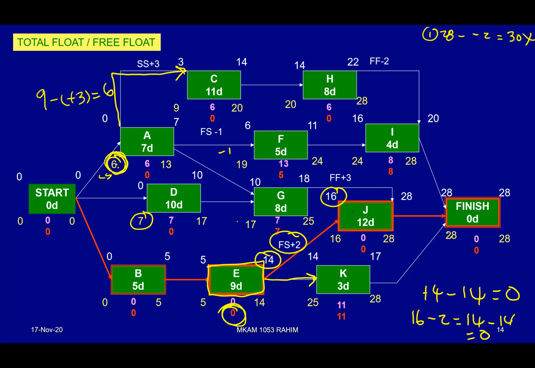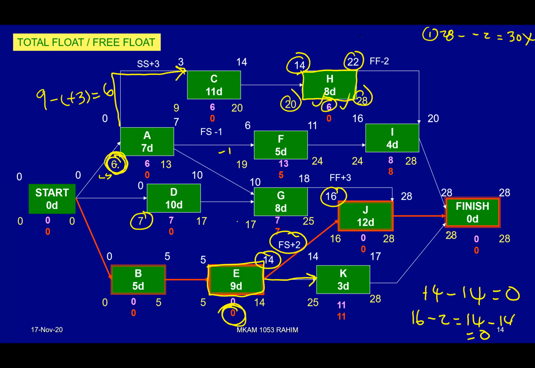Okay, how about H? Let's focus on H. The free float. The total float is easy. How do you calculate the total float? 20 minus 14 is equivalent to 6. Or 28 minus 22 is equivalent to 6. So that's how you get the total float. But the issue is, how do you get the free float?